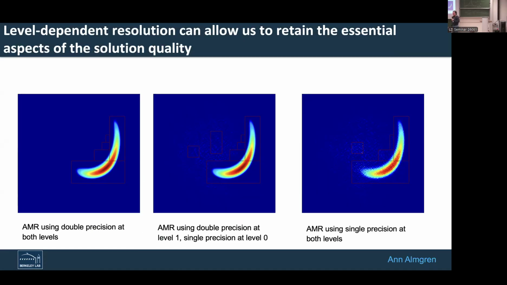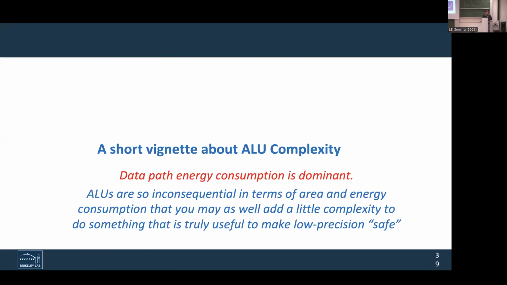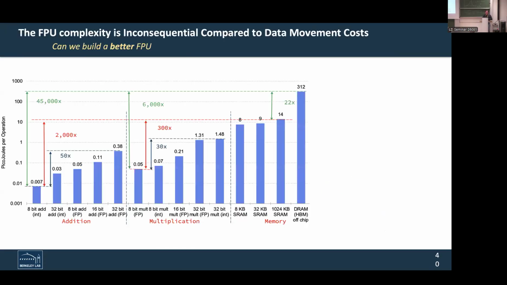So we're starting to see what the quality of the solution we can achieve is with different numerical precision at the lower levels of an AMR hierarchy. A short thing about ALU complexity: I think you've already seen this, but we'll just go through it again.